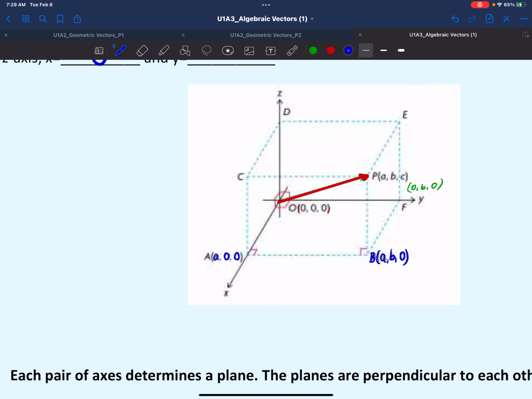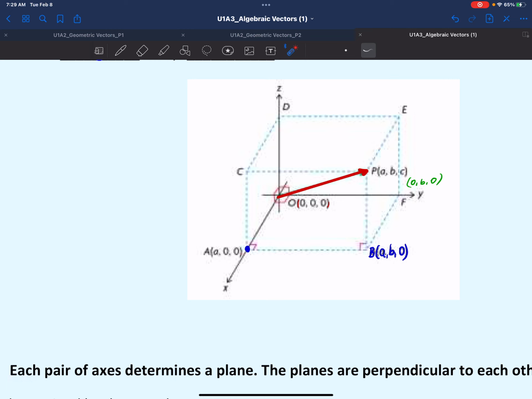Now let's take a look at another point. Say for example, we're right here on the x-axis. So on the x-axis, we'll have the x coordinate equal to some number A, but the y coordinate is going to be 0, so is the z coordinate. Here is the point on the y-axis. So for this, I will know right away that since it is on the y-axis, it will have 0, 0, and then this will be the value b.